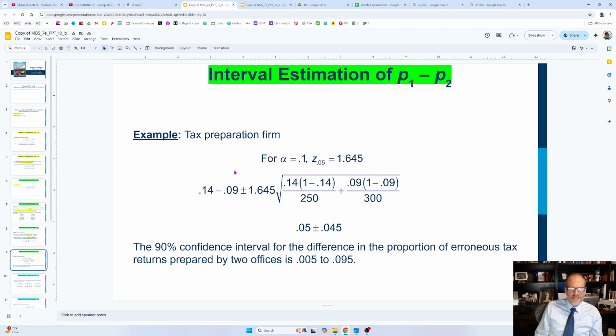All right, so for the tax preparation firm, alpha is equal to 0.1. So our alpha is 0.1, which is not 0.01, which would be 1%. 0.1 is 10%. And for a z of 0.05, that tells me that's alpha divided by 2, and so that tells me this is a two-tailed test, just from reading how they put it together here.